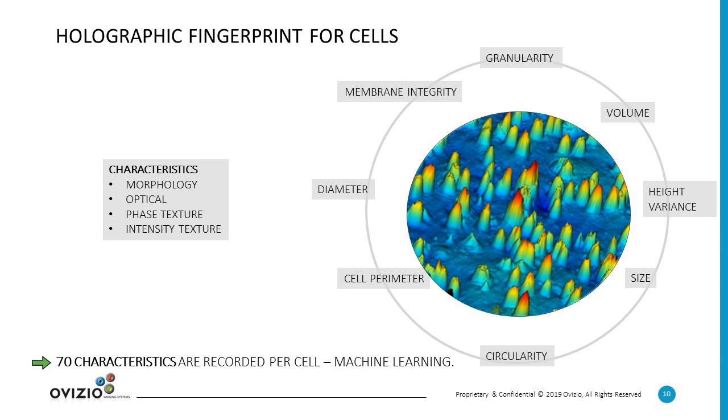Those characteristics have some subcategories, so there are a lot of morphological characteristics that are being taken into account for the algorithms, like the diameter, the cell perimeter, the circularity, membrane integrity, and so on. But on top of that, we have access to a lot of optical phase texture and intensity texture characteristics of the single cell, which allows us to dig a lot deeper and to get a lot more information on a single cell besides just the cell count and the viability.